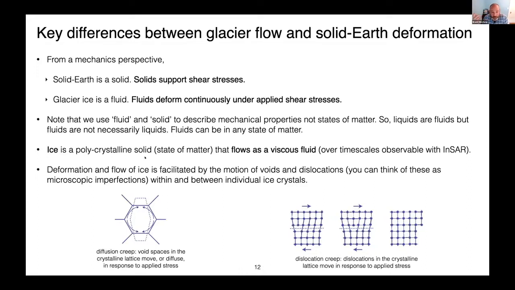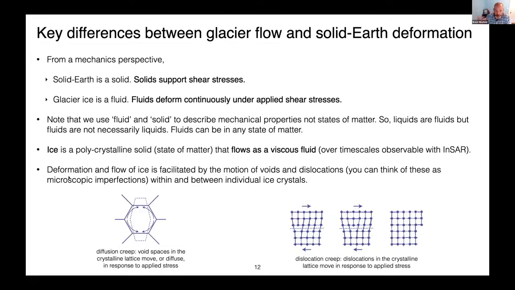So ice is a polycrystalline solid, here using solid to describe the state of matter, and it flows as a viscous fluid over timescales that are observable with InSAR, which is to say that over timescales longer than about a day, maybe a week, in some cases where the ice is really cold, the ice is a viscous fluid, and it flows just like syrup or honey spreading across the plate.